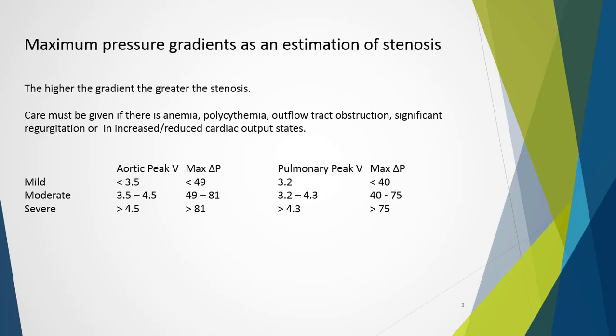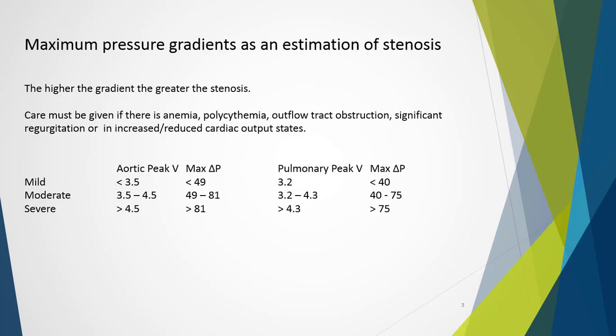The simple method uses maximum pressure gradient to assess stenotic severity. Basically, the higher the gradient, the greater the stenosis. Care has to be given, however, if there's anemia or polycythemia, outflow tract obstruction, significant regurgitation, or increased or decreased cardiac output states. These will significantly impact the obtained result, so it is good practice to not use this value in isolation alone when observing for stenosis.